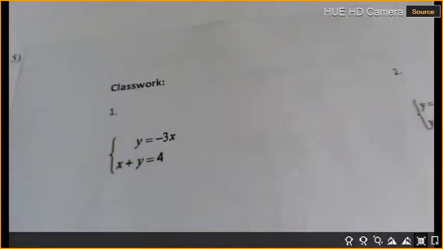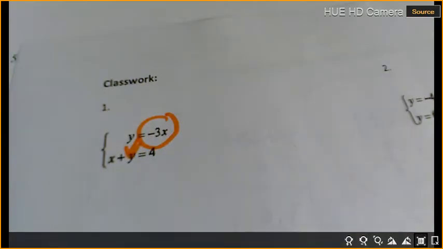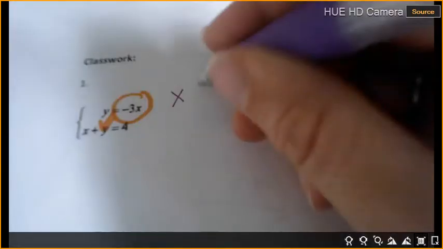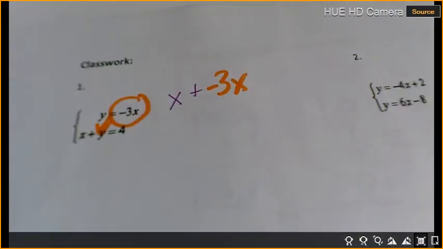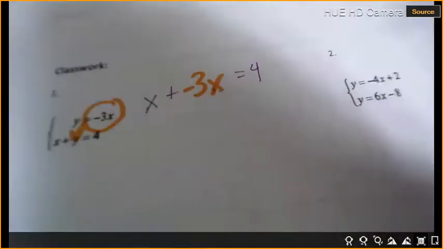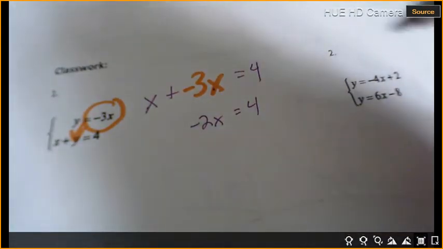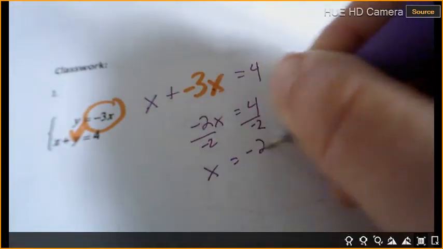So again, I'm going to replace y with negative 3x. So I'm going to write x plus negative 3x equals 4. So x minus 3x is negative 2x equals 4. And then what am I going to do? Divide by negative 2. And x equals negative 2.